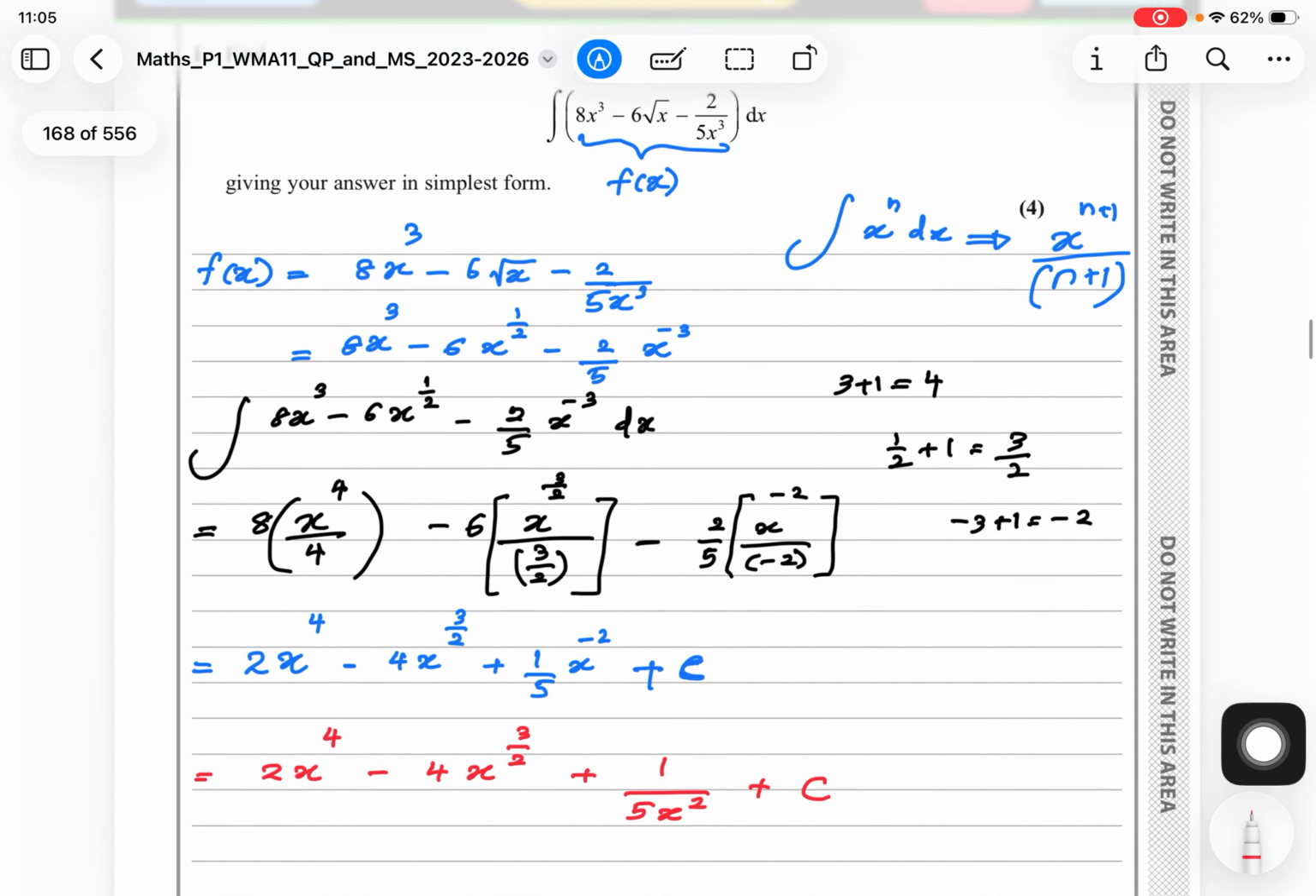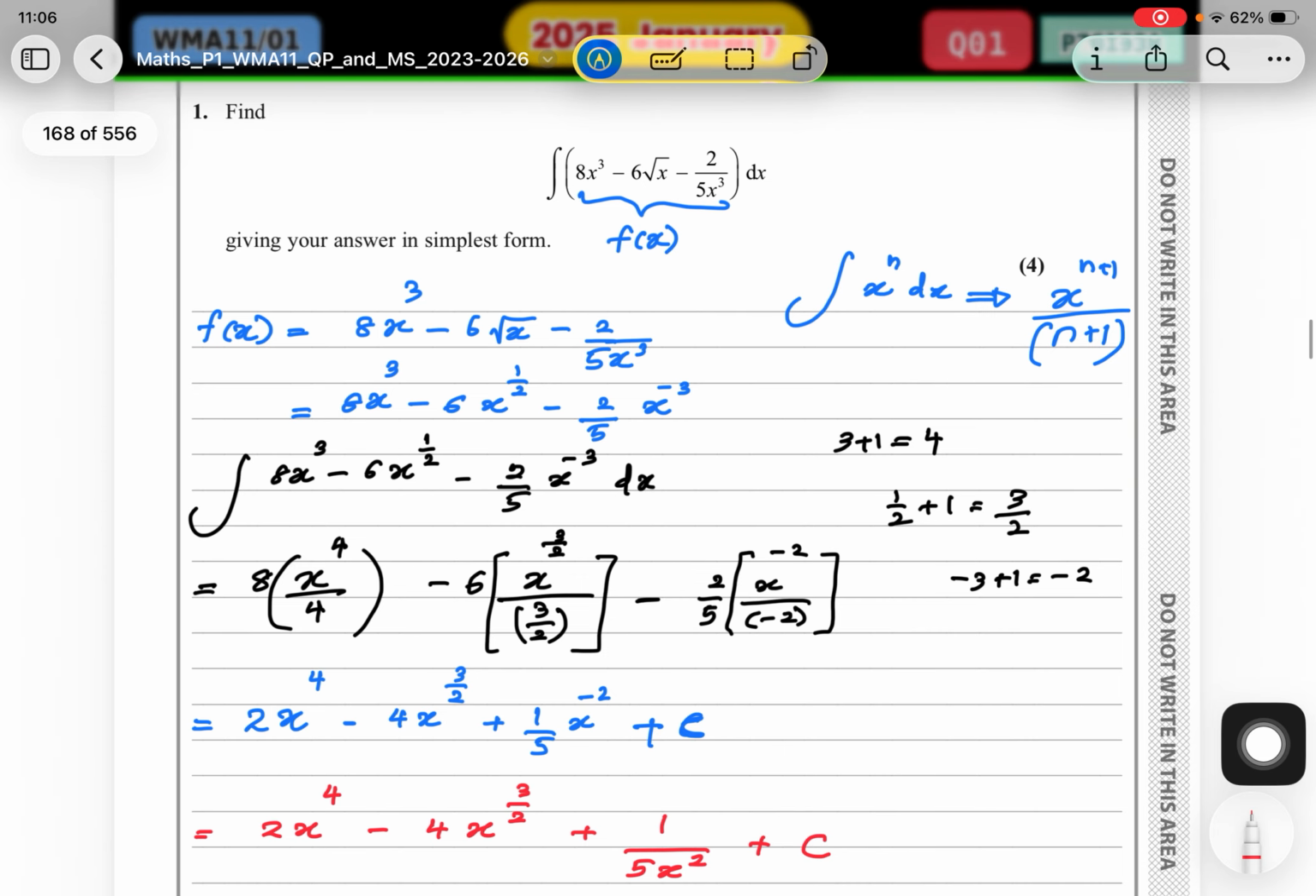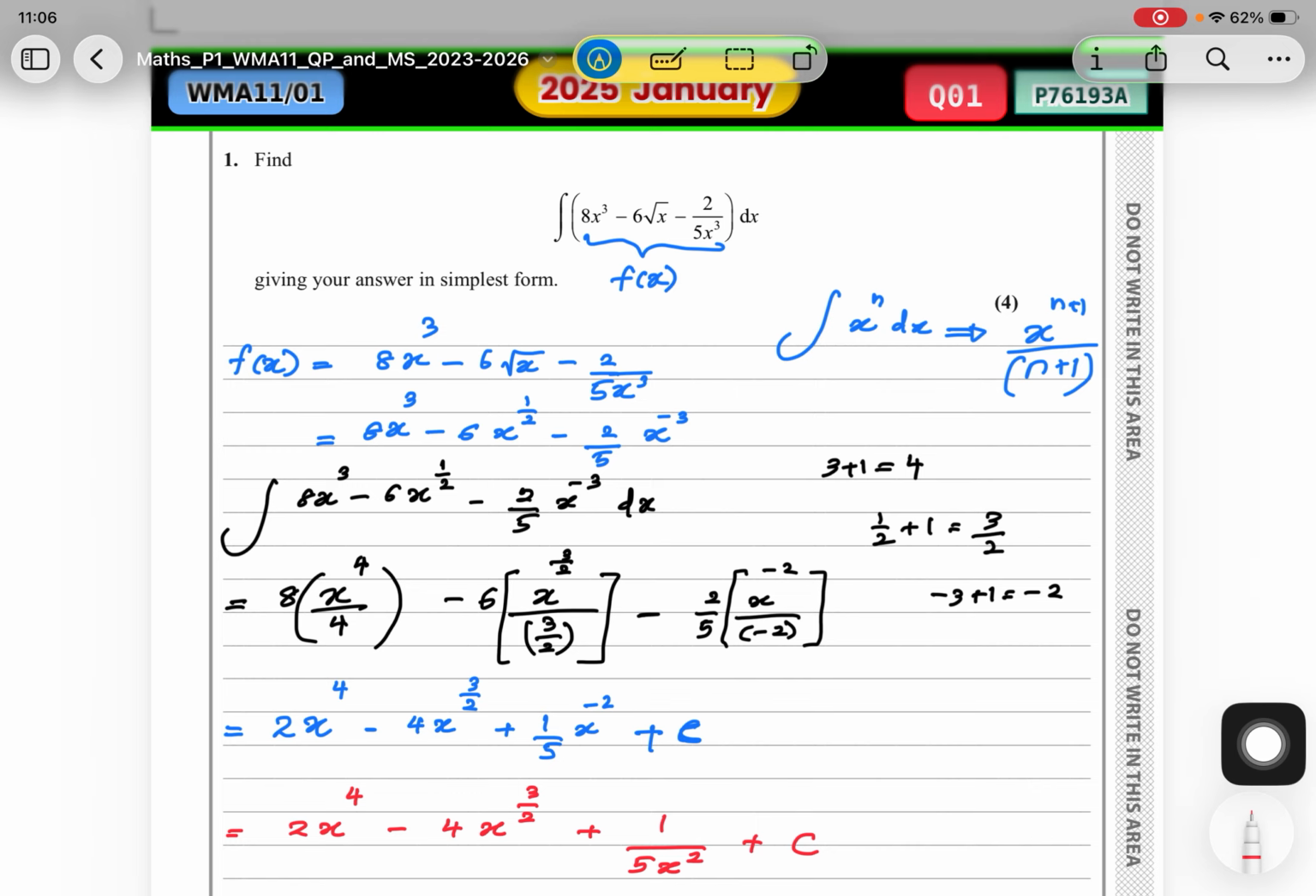This will give you all 4 marks with the workings.